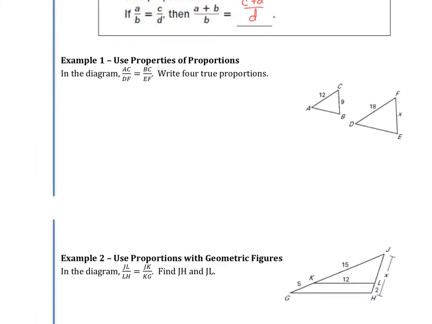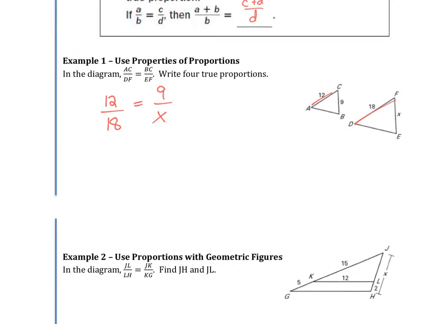Okay, example 1 says, in the diagram, AC over DF is equal to BC over EF. Write 4 true proportions. So AC over DF equals BC over EF. So AC is 12, so 12 over DF. DF is 18. So we have 12 over 18 equals BC is 9. And EF is X. So 12 over 18 equals 9 over X. Okay, that's the first proportion.